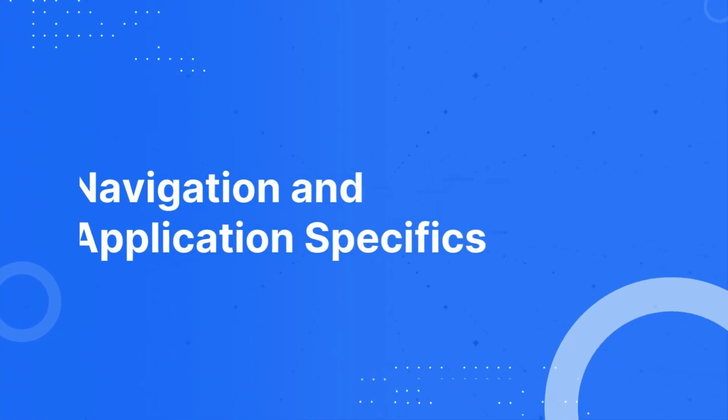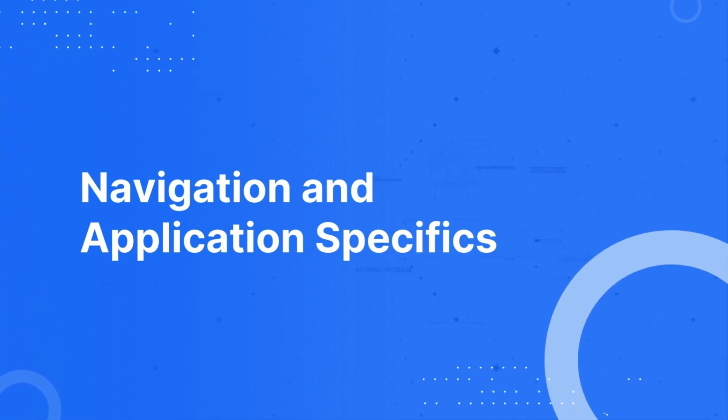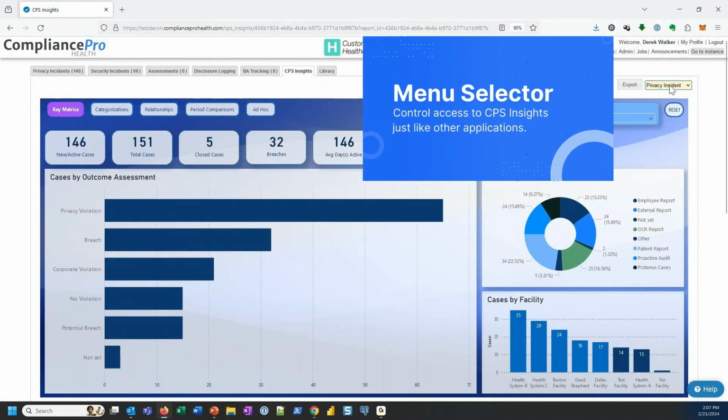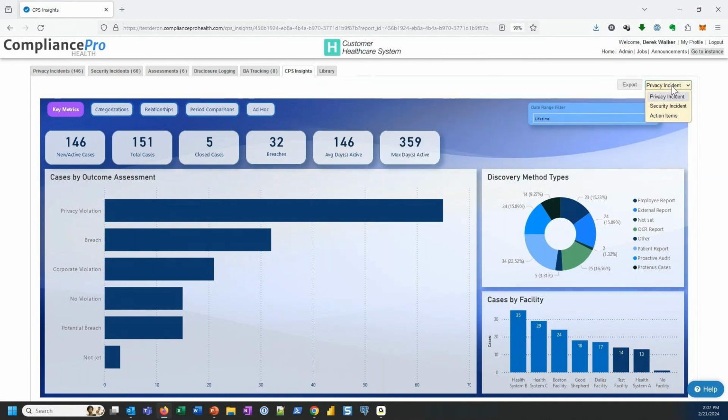Once you're within the CPS Insights tab, you'll see a drop-down menu on the far right. This is what allows you to switch between different dashboards. I've only got 3 set up right now to show you, but we have a bunch more. Depending on which ones you want to have available, we can set all of those up for you, and then you can just switch between them here.